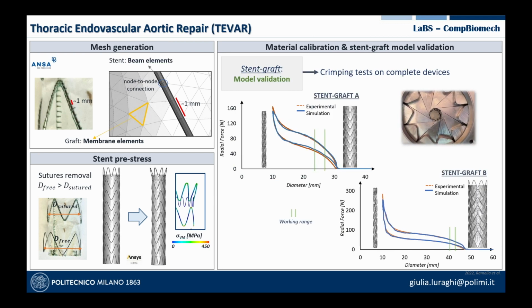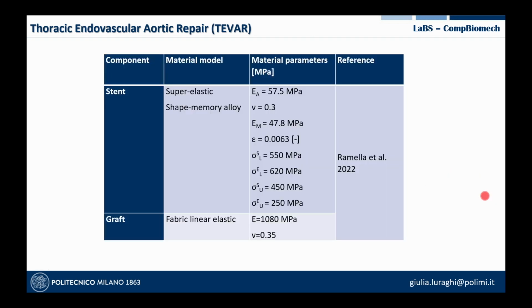And then we performed the crimping test on the full device. And again, we calibrate and we verify our choice of variables to model the materials with a very good match, especially in the working range of the device. These are the final variables after the tuning process.